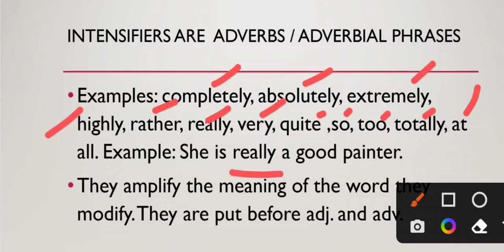So here really is modifying the adjective. Good is an adjective. So an adverb modifies an adjective also. This is an adverb. These intensifiers amplify the meaning of the word they modify, and they are put before adjectives and adverbs. Okay. So here really is put before an adjective.